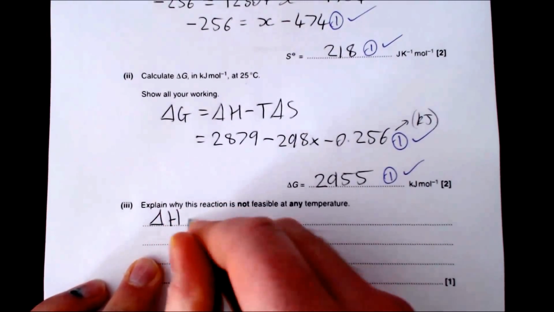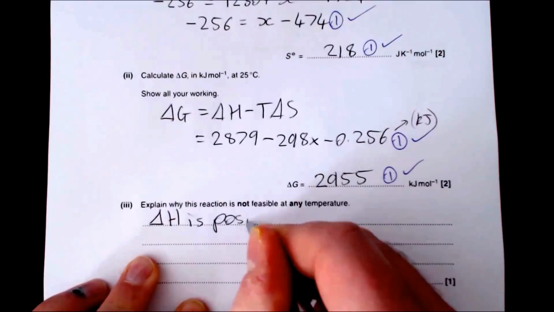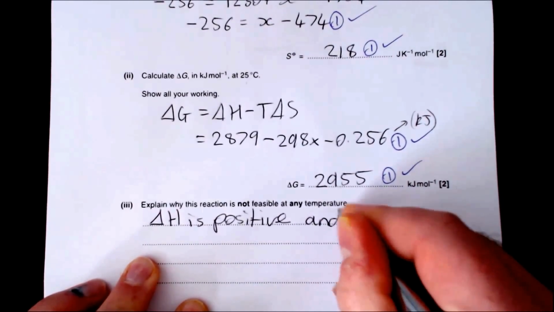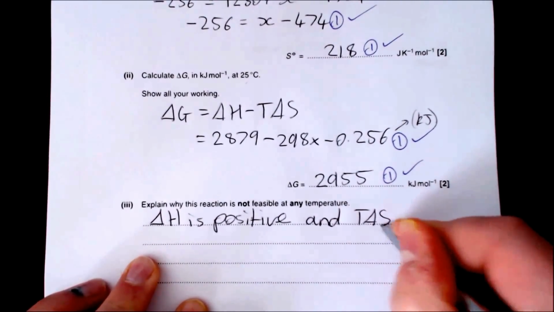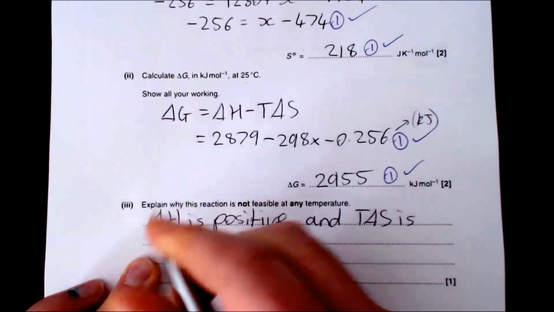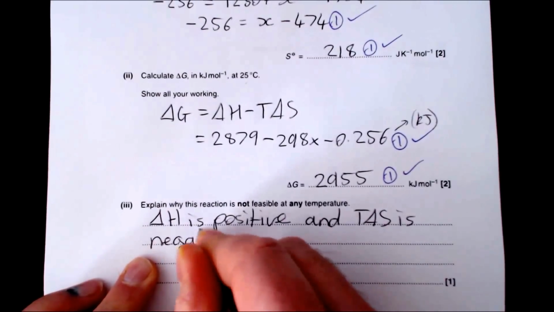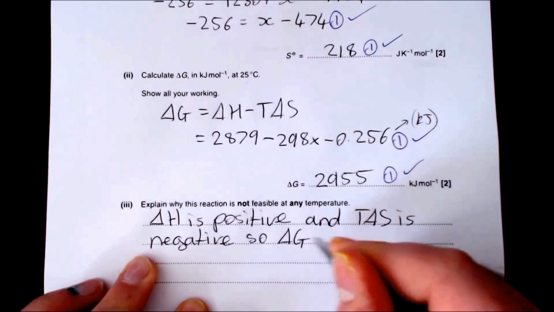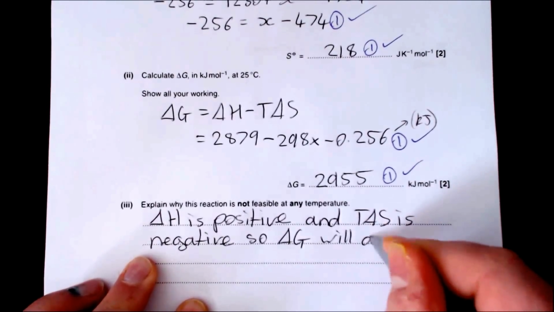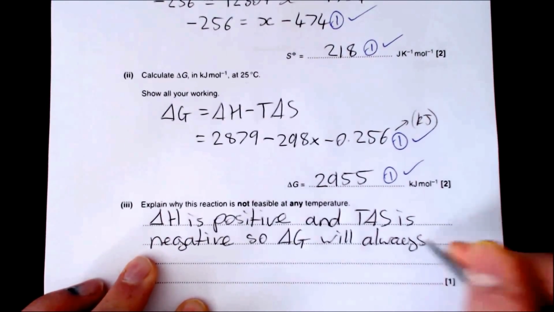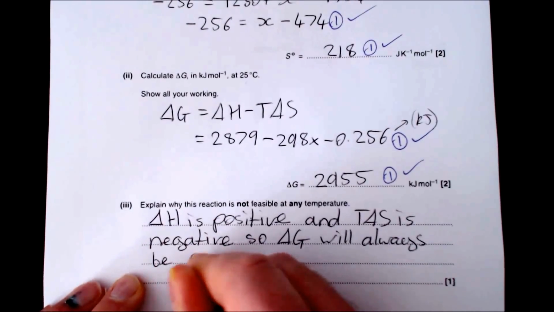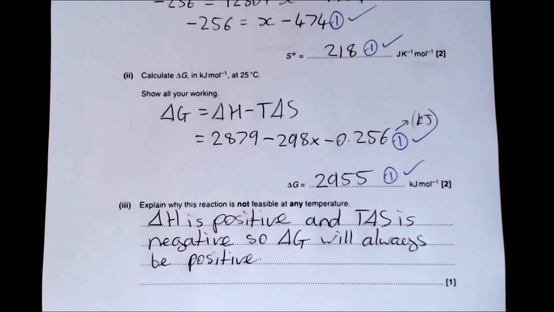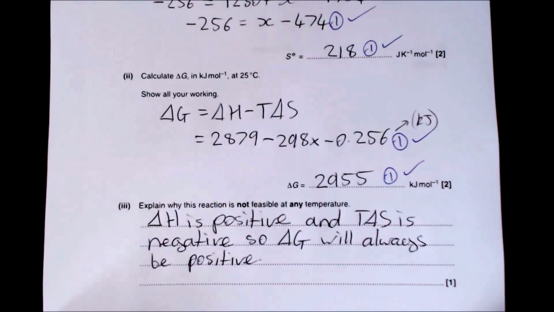So we just need to say that delta H is positive, and the T delta S part of the equation is negative. So that means delta G will always be positive. There we go. So that's how you work it. 1 mark for that one. So again, you don't really get much for that.